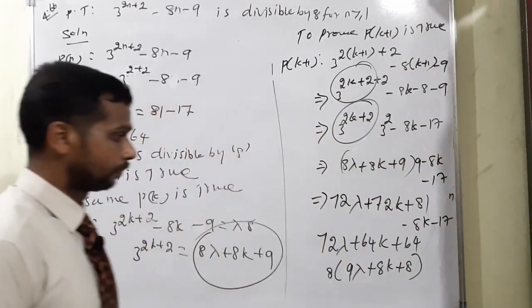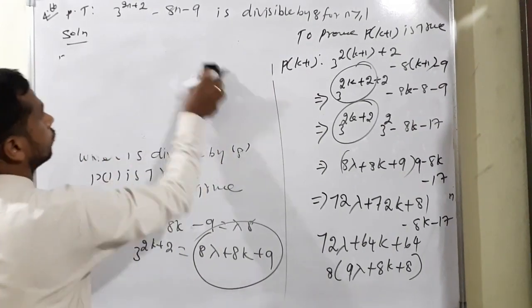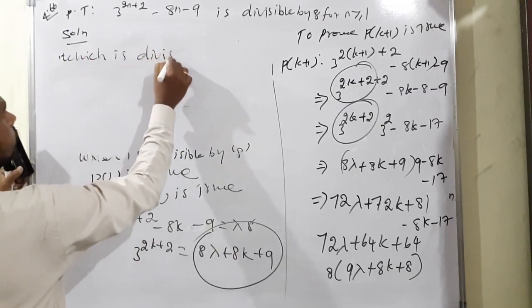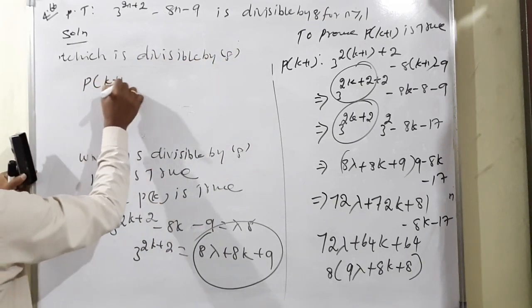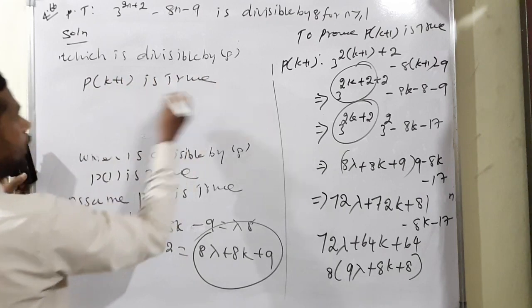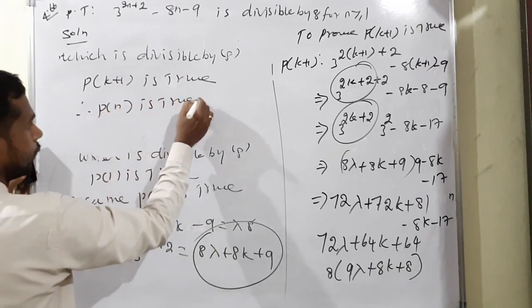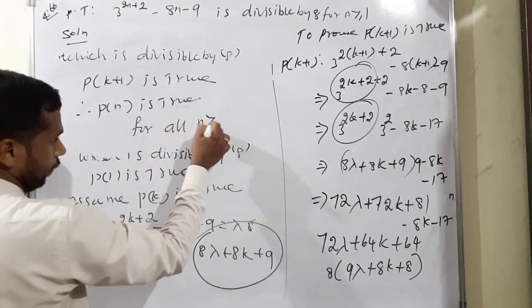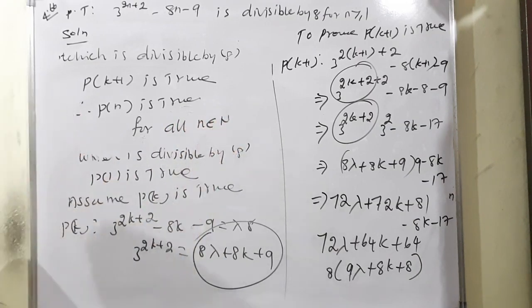Therefore, which is divisible by 8. Therefore, P of k plus 1 is true. P of k plus 1 is true means definitely P of n is also true. Therefore, for all integer n greater than 1, otherwise for all n belonging to natural numbers. Okay, this is the answer for example 4.66.